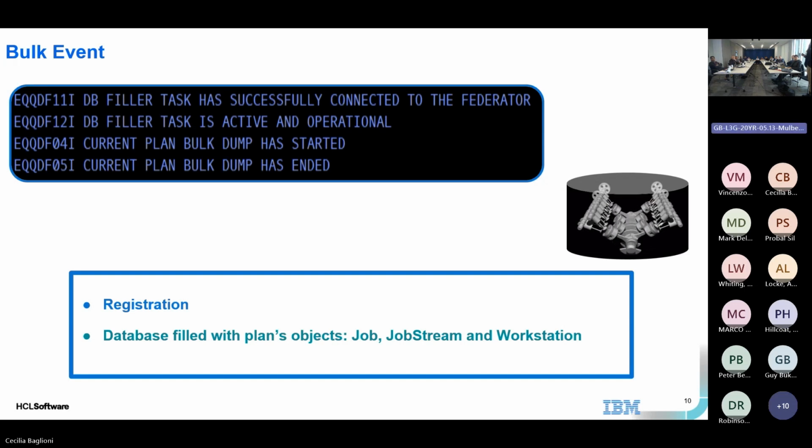In the log of the controller, you have two important messages about the registration: DB filler task has successfully connected to the federator and is active and operational. And after the registration, we have the bulk. Two other important messages: current plan bulk has started and has ended, and jobs and workstations are now present inside the database.